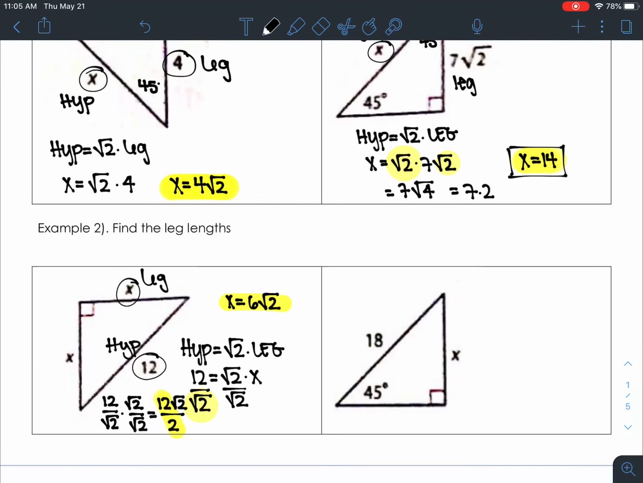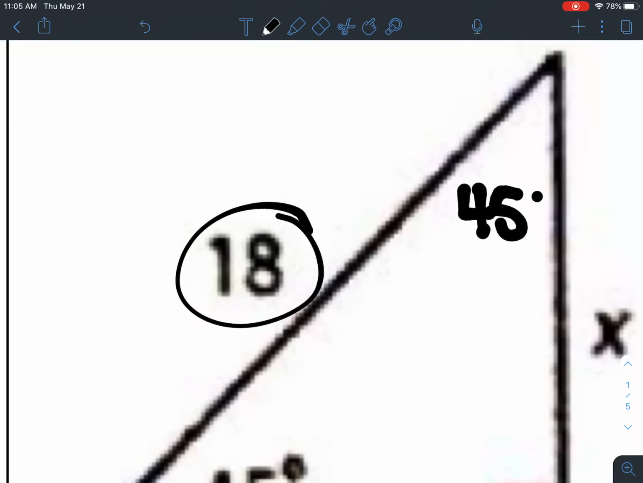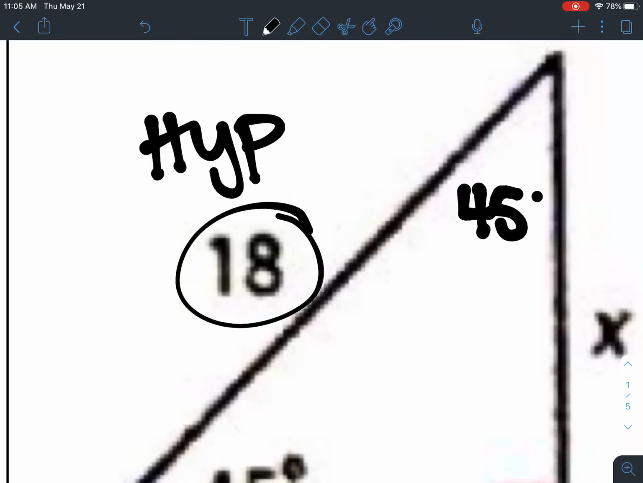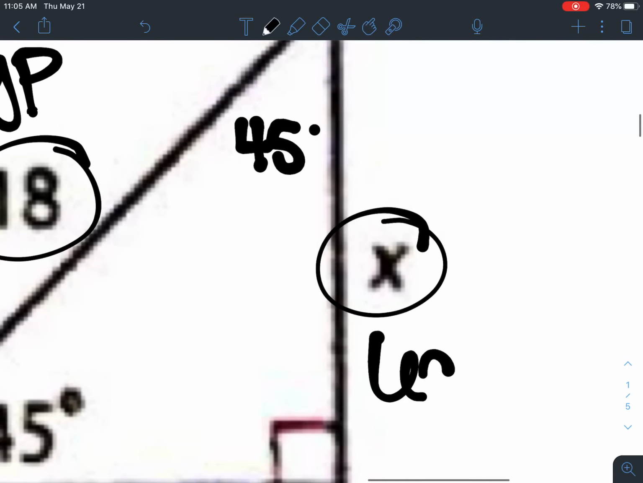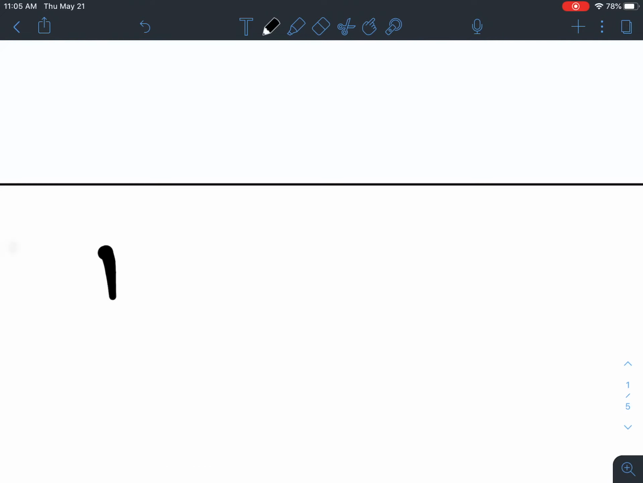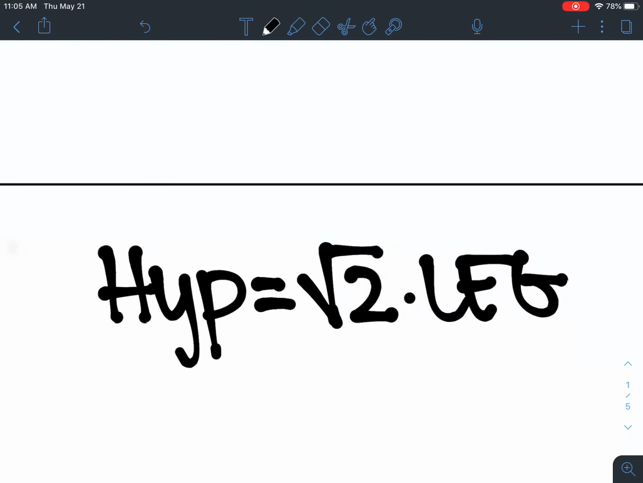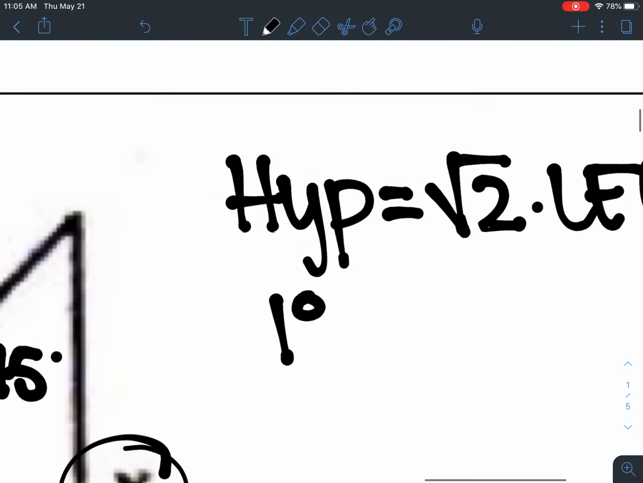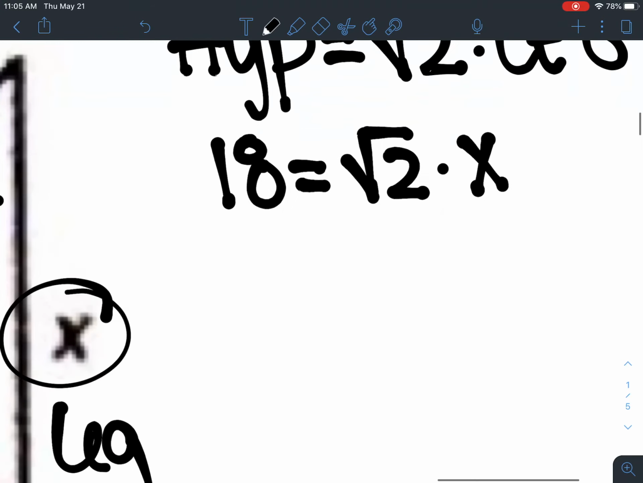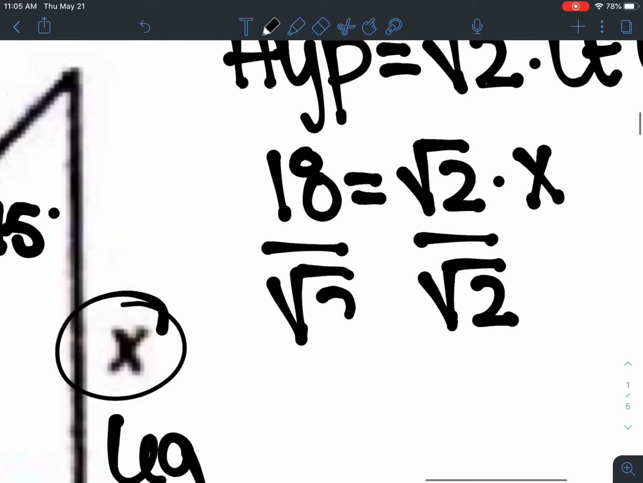Let's do one more of those. Same idea. We have a 45, 45, 90 triangle. 18 is my hypotenuse, and x is my leg. So with our formula, hypotenuse is equal to the square root of 2 times the leg. Our hypotenuse is 18, which is equal to the square root of 2 times x. I'm going to divide out the square root of 2, and then we're going to have to rationalize.